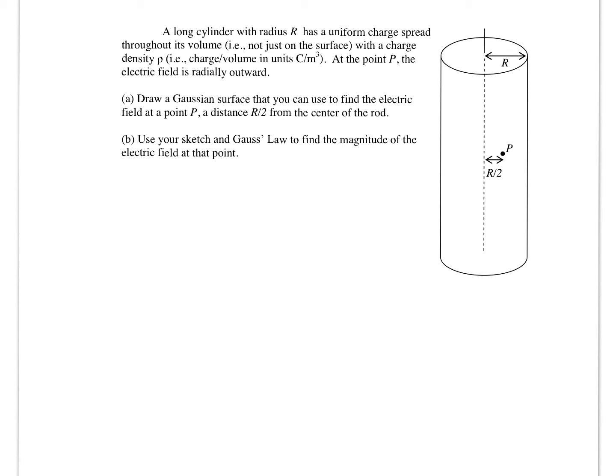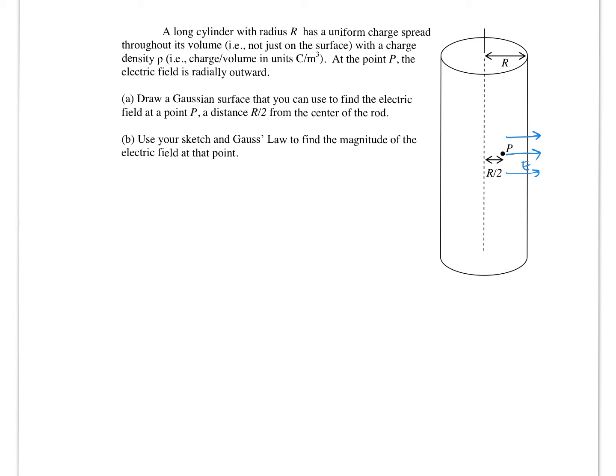This is an example of how to solve a problem using Gauss's law. So what we have in this case is a long cylinder with radius big R, and we're asked to determine the electric field at point P, which is a distance r over 2 from the center of the rod. We are told that at position P the electric field is radially outward. So we have an electric field here that points radially outward.